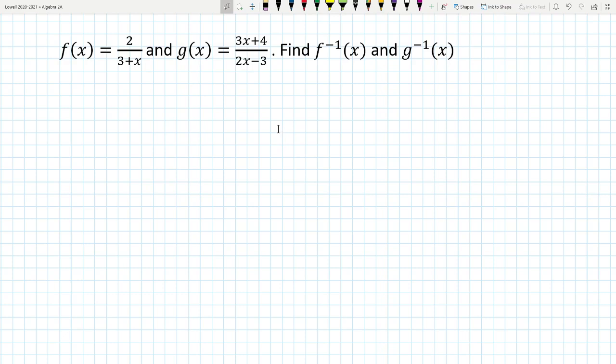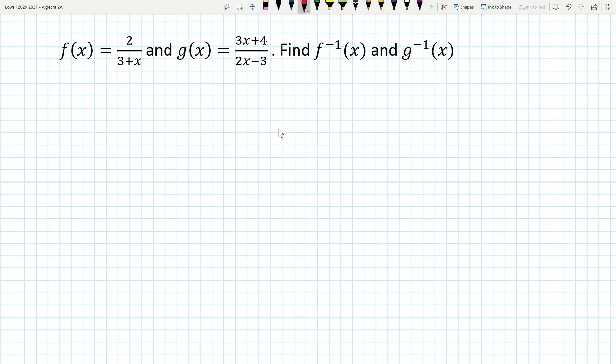So this first one, well, let's just talk about what the problem is. We have 2 functions here, f of x being 2 over 3 plus x, and g of x is 3x plus 4 divided by 2x minus 3. And we want to just find their inverses. Okay, so we're going to find their inverses, and then we'll confirm graphically that we have indeed found the correct inverse.